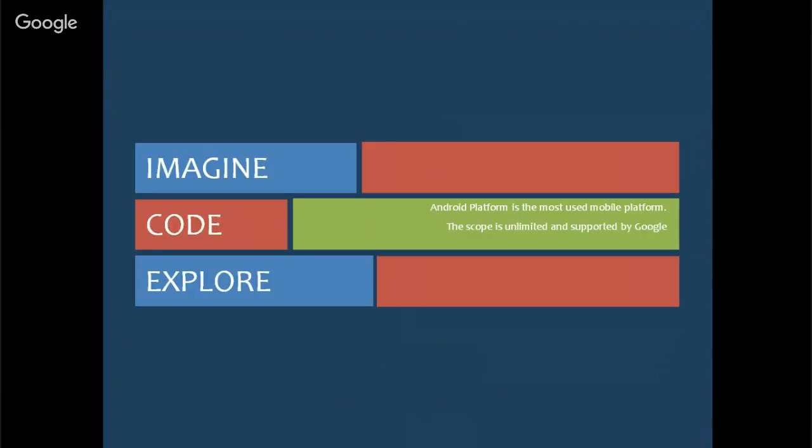As we all know, Android is an open source platform with the help of which we can develop a lot of beautiful apps to run on our Android devices. It is a platform especially designed and maintained in order to develop Android applications, and the scope of Android applications is unlimited and is supported, of course, by Google.